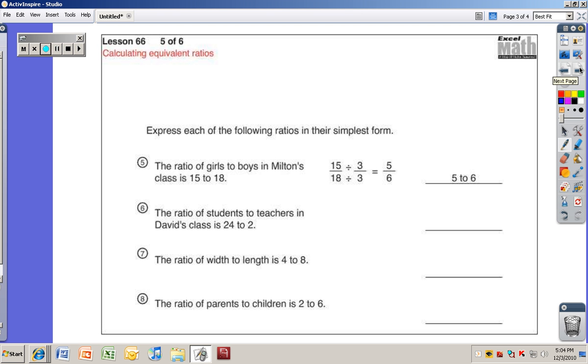It says express each of the following ratios in their simplest form. The ratio of girls to boys in Milton's class is 15 to 18. Here's the ratio, and notice that they give you the first number goes on the top and the second number goes on the bottom. You want to reduce that down by dividing each number by the greatest common factor, the largest number that you can divide them both by. In this case, 3 is the biggest number you can divide 15 and 18 by, and the answer is 5 to 6. So the simplest form ratio is 5 to 6.